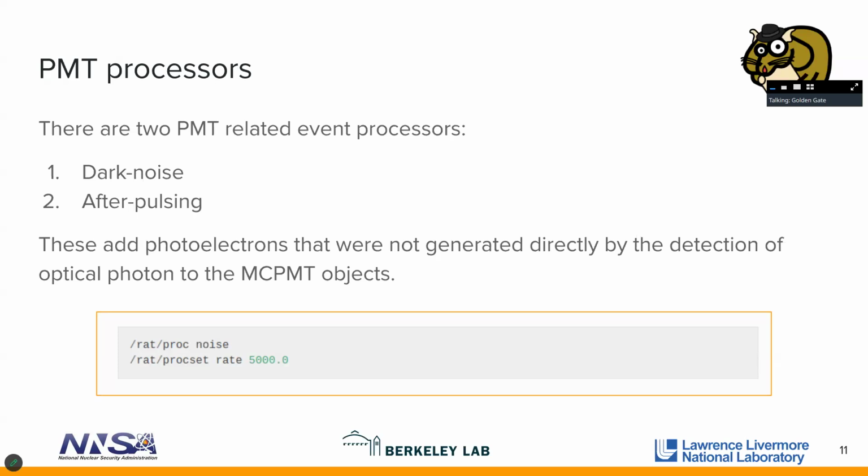So the idea of these processors is that you add photoelectrons to the event structure, specifically the MCPMT objects, for photoelectrons that are not generated from the detection of optical photons. So these are different than when light hits the PMT and creates a photoelectron. These are specific processes that generate photoelectrons in different ways. So there are very specific processors that add them to the data structure. And you need to turn on those processors in your macro for them to run.